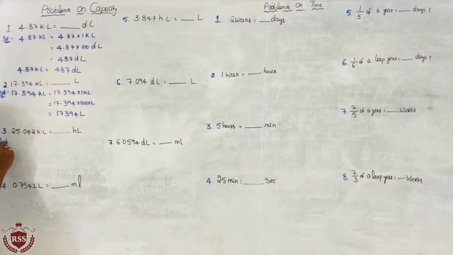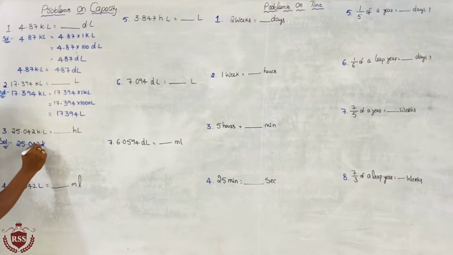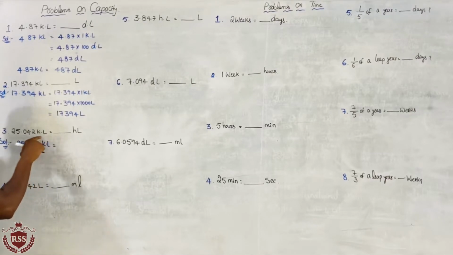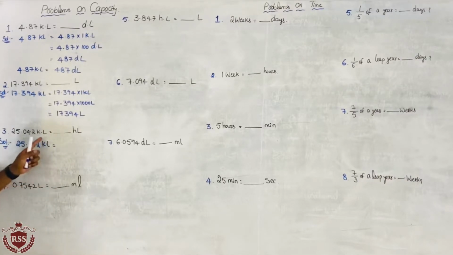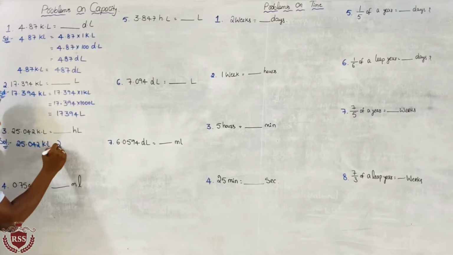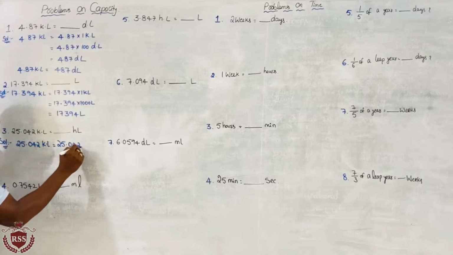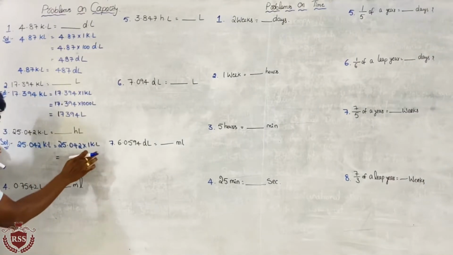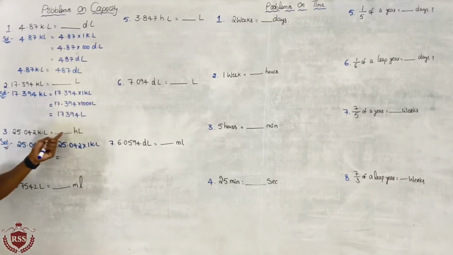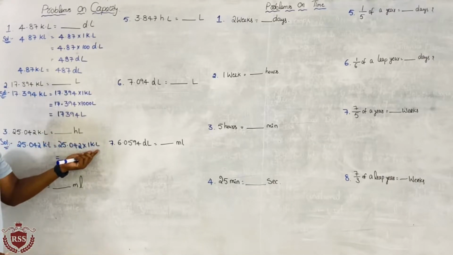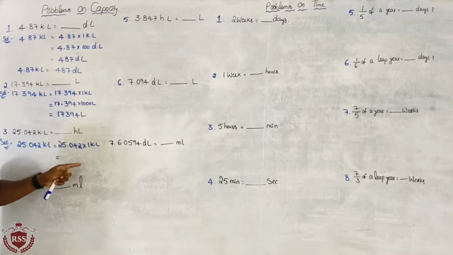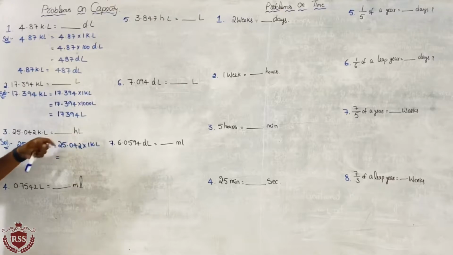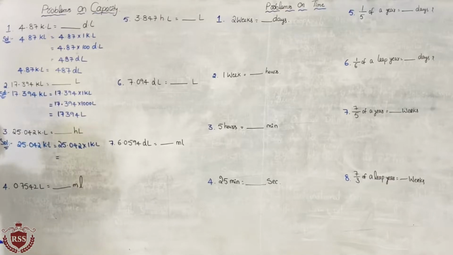Next one, 25.042 kiloliters equals, the kiloliters has to be converted into hectoliters. So it will be 25.042 into 1 kiloliter. 1 kiloliter has to be converted into hectoliters, so we need to replace this 1 kiloliter in terms of hectoliters. 1 kiloliter equals how many hectoliters? 1 kiloliter equals 10 hectoliters.